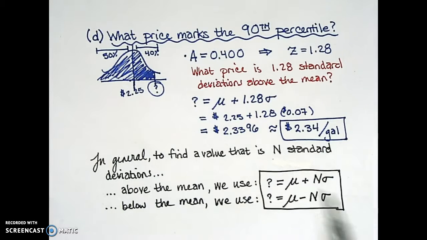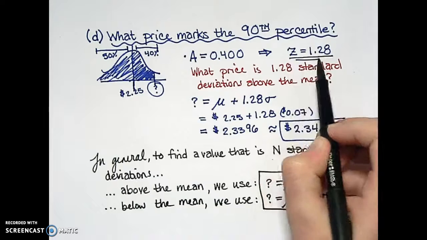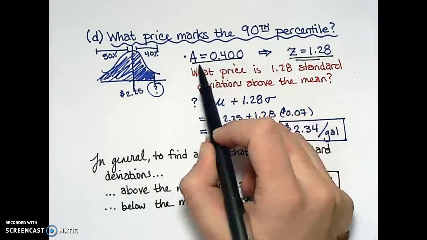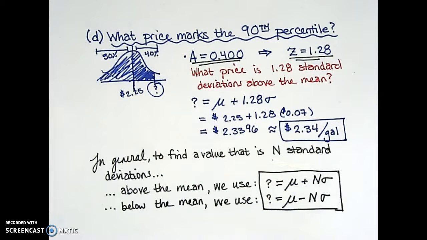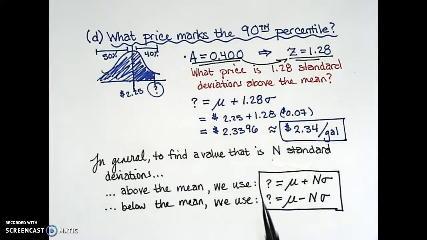Now, where do we get this value of n? How do we know how many standard deviations we want to go above or below the mean? That's coming from your z-score. Now, where do you get this z-score? You identify the area that you want to work with in the problem, you look that up in your chart, and you work your way backwards to a z-score. And that z-score value, that's going to be the number of standard deviations, n, you want to be either above or below the mean.